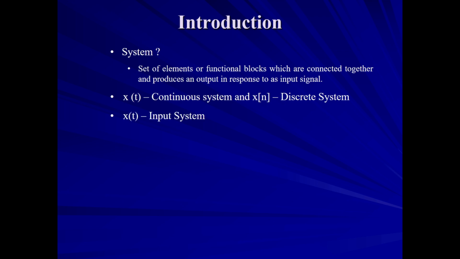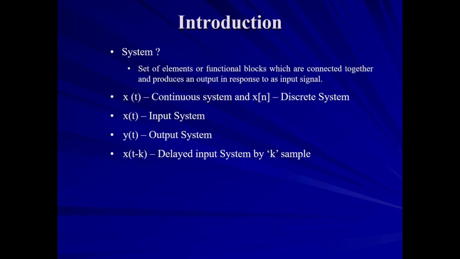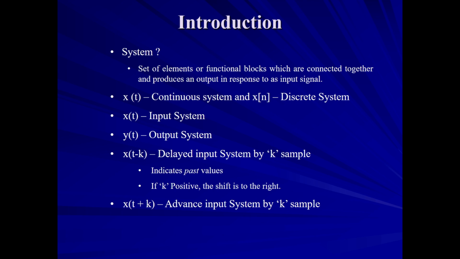For a continuous system, x of t represents the input signal, y of t represents the output signal, and x of t minus k represents the input delayed by k samples, which indicates past values. If k is positive, the shift is to the right side. Then x of t plus k is the input advanced by k samples, indicating future values. If k is positive, the shift is to the left side. Similarly, we use the nomenclature for a discrete system: x of n, y of n, x of n minus k, and x of n plus k.